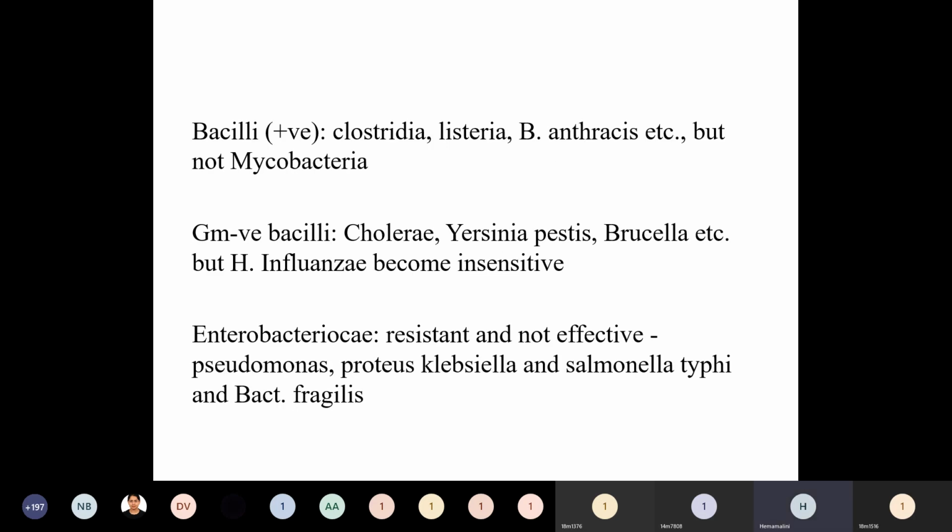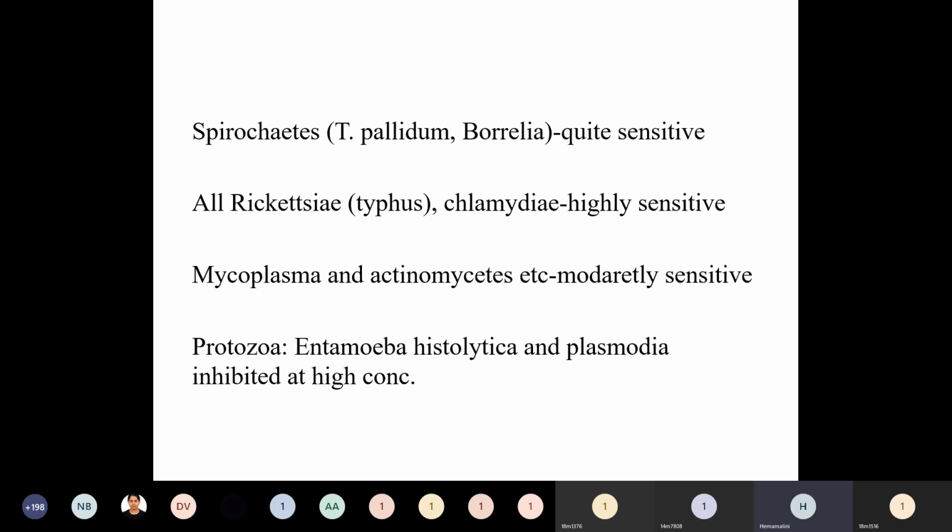Then gram-positive bacilli, Clostridia, Listeria, B. anthracis, etc., but not mycobacteria. Then gram-negative bacilli, cholera, Yersinia pestis, Brucella, etc., but H. influenzae has become insensitive. Whereas Enterobacteriaceae are resistant and tetracyclines are not effective against them. Then spirochetes are quite sensitive, whereas all Rickettsia and Chlamydia are highly sensitive to tetracyclines, and Mycoplasma and Actinomycetes are moderately sensitive, whereas protozoa, that is Entamoeba histolytica and Plasmodia, are inhibited at higher concentrations of tetracyclines.